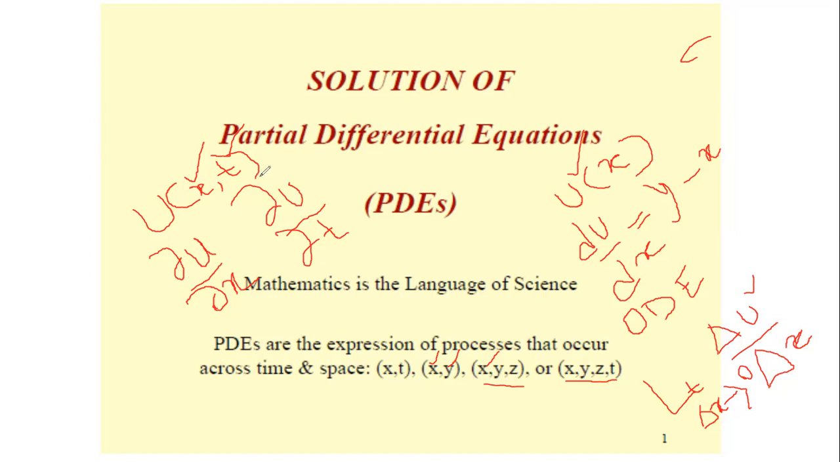So for a partial derivative, instead of d, we use del. My handwriting is even poorer than what it normally used to be. So del is called your partial derivative, the del operator.